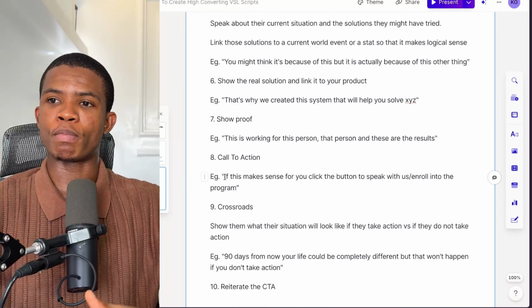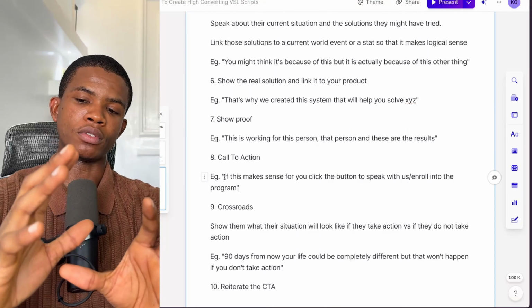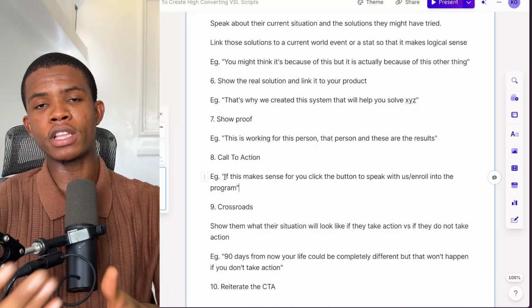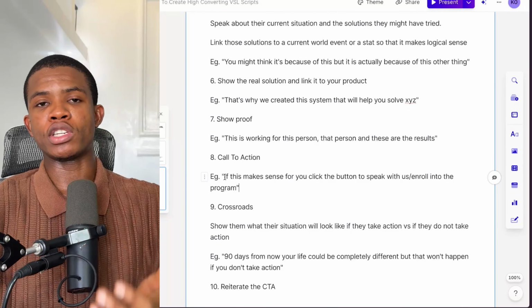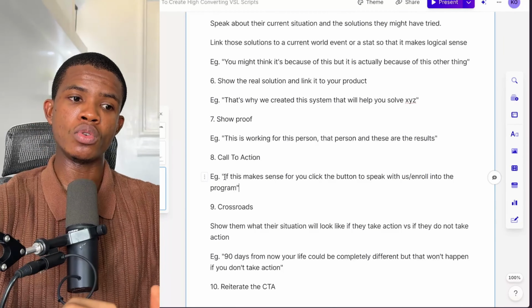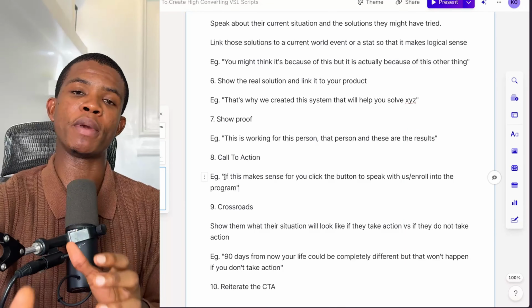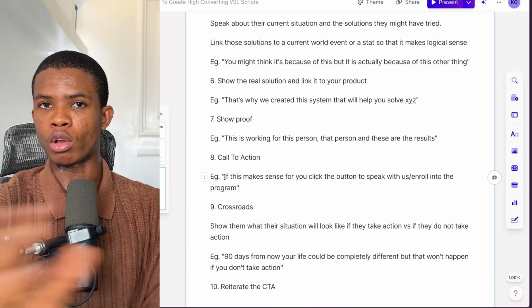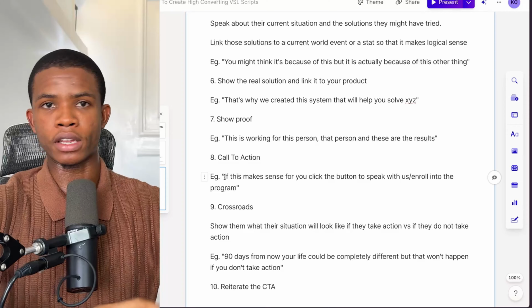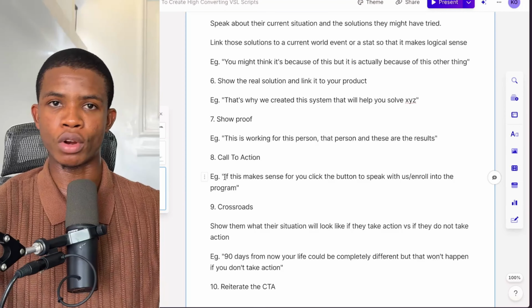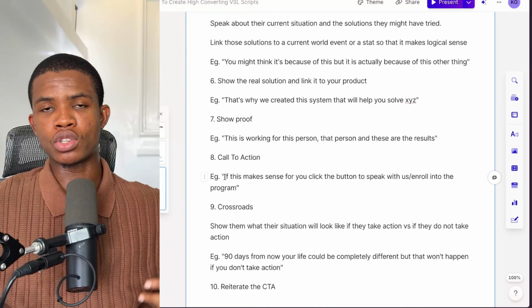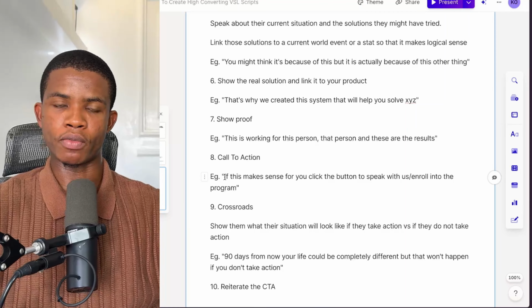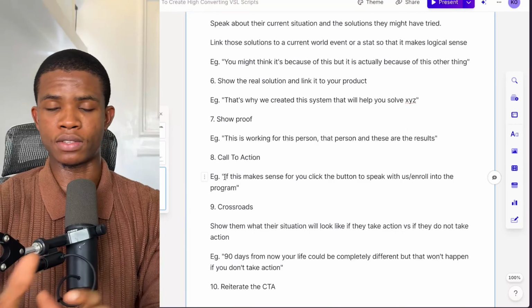The reason why a lot of people fail in their sales scripts or even VSLs is because they make it sound like they're begging the prospect. But actually, this prospect is coming to you, so you need to frame it as, if this makes sense for you, then book a call or enroll with us. But if not, it's totally fine. You can leave or go, do whatever you want to do. Because they need to see you as the authority. They don't need to see you as begging for deals. So position it that way, as that is very important.